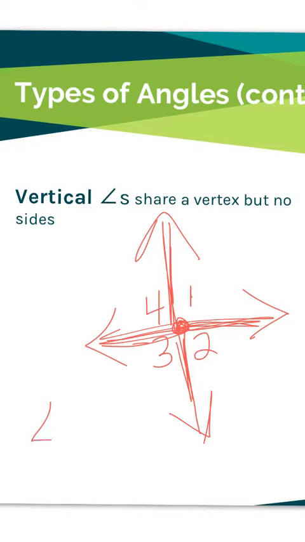So angles 1 and 3 would be vertical angles. They're V's that only connect at the dot or the vertex. And angles 2 and 4 would be vertical angles. They are across from each other.